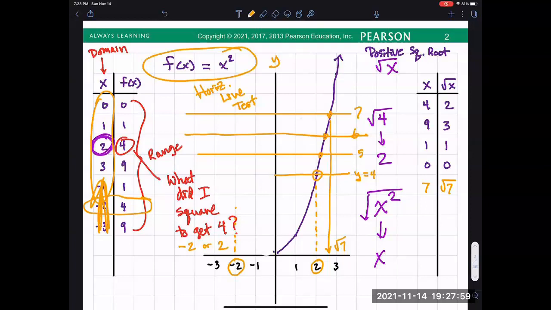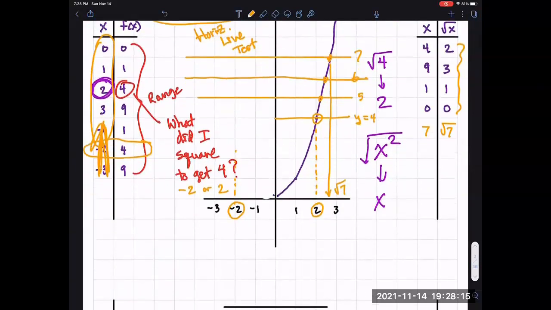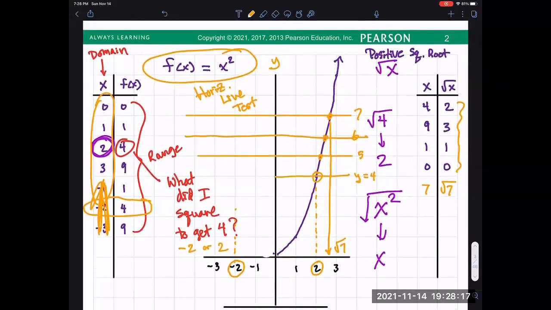What were the x values in the original function are now the y values in the inverse function. So the domain becomes the range for the inverse, and the range of the original function, the numbers that were the answers to the original function, the perfect squares in this case, those become what you start with in the inverse function. So the range becomes the domain in the inverse function.